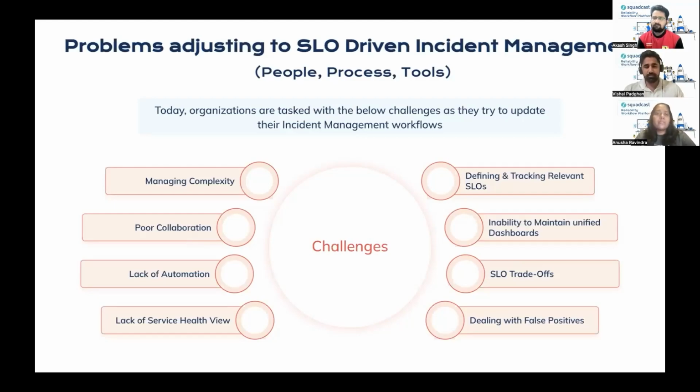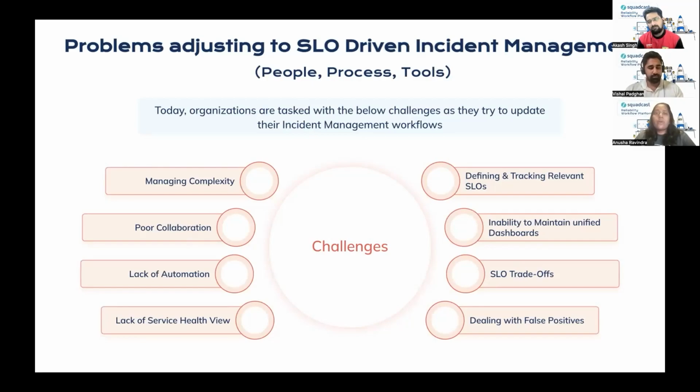And, hence, during a fire, on calls are having to switch between multiple tools and contexts, right? So they have to have multiple screens up at all times to make sense of what is really happening at the time of an outage. So this also leads to lack of overall service health view when multiple either dependent or independent services have been impacted as a result of an outage.